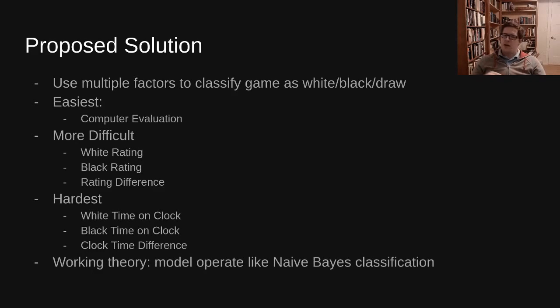My working theory is that the model will operate kind of like a naive Bayes classification. We might have 3 different classification things going on here. That's just a working theory right now. I'm sure that will change as we actually get into it. All I'm doing right now is just scoping out what I plan to do.